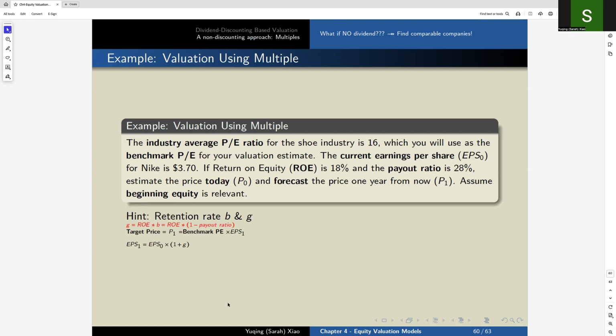Now let's forecast. Nike's return on equity is 18%, and its payout ratio is 28%. That means its retention rate is 72%. Multiply ROE by the retention rate, and you will get a growth rate of about 13%. So next year's EPS will be 3.7 times 1.13, or about $4.18.